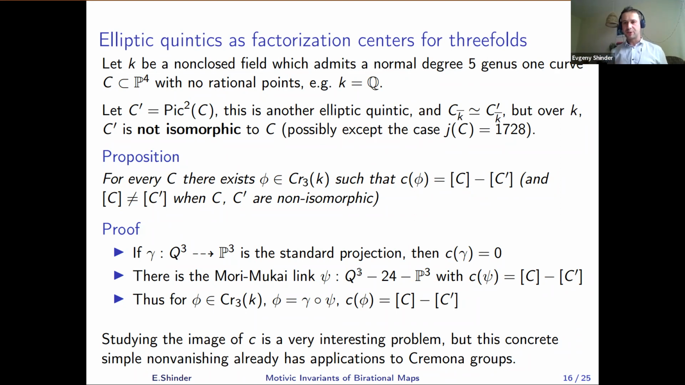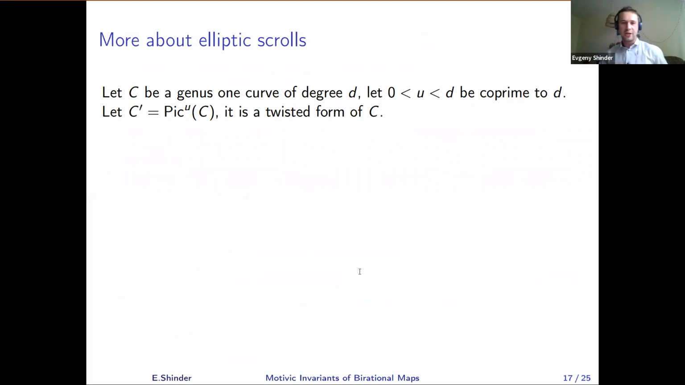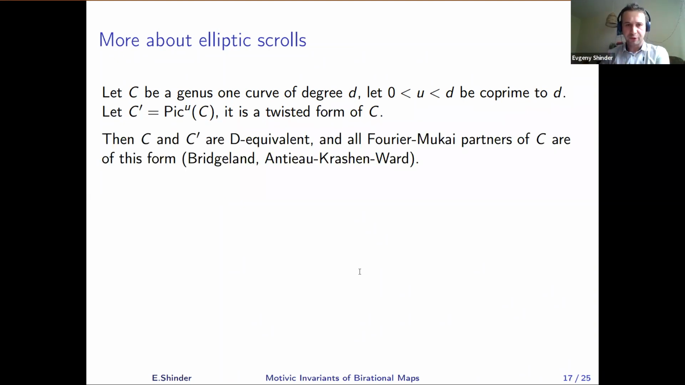So, right, this was a bit ad hoc. Let me now explain the new slide, which makes infinitely many constructions of similar things, but is a bit less explicit. More generally, let's look at still a genus 1 curve of degree d. And let's take another curve, C prime, which is now a coprime twisted form of the curve C. Previously it was Pic 2 for degree 5. Now it's some other coprime Jacobian.